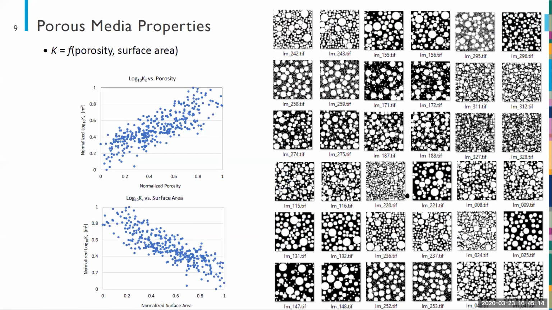So this slide shows an example of the porous media we generated. It covered quite a range of porosity. This is surface area. For machine learning, we normalize all the data. Typically, permeability is proportional to porosity and inversely proportional to surface area. It's kind of scattered.